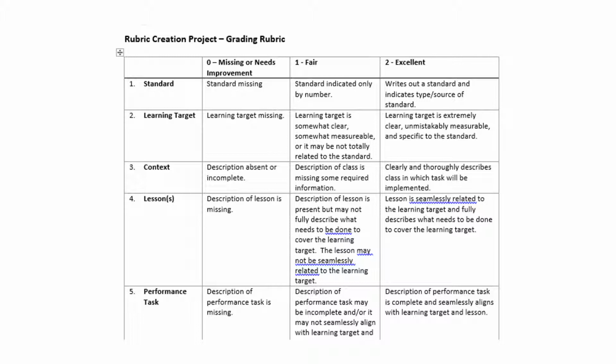So first of all, I'm going to look to see if your standard is there, if it's written out in its entirety. Next, I'll look at your learning target, and I'm going to be looking at certain things. So is it clear? Is it measurable? Does it have a criterion, excuse me, for success? Is it aligned to the standard? I'm going to be looking at your context to see if I can really understand how the lesson relates to the learning target and standard.